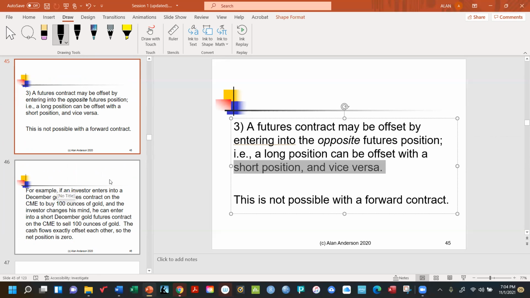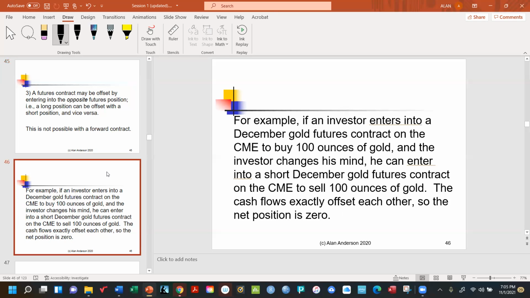All right, suppose somebody goes to the Chicago Mercantile Exchange and they discover that there's a gold contract available for December delivery where the underlying asset is 100 ounces of gold. Okay, so the contract gives you the right, well, actually the obligation to buy 100 ounces of gold in December. What if December rolls around and it turns out you don't need the gold?